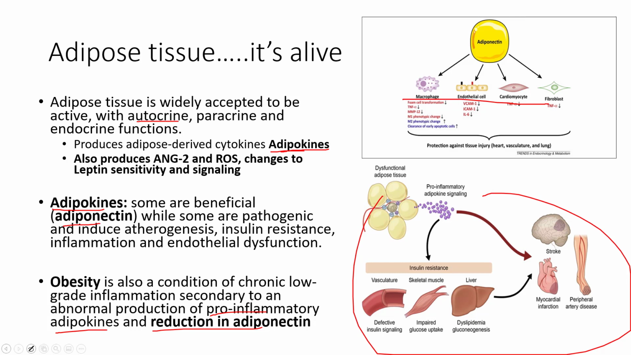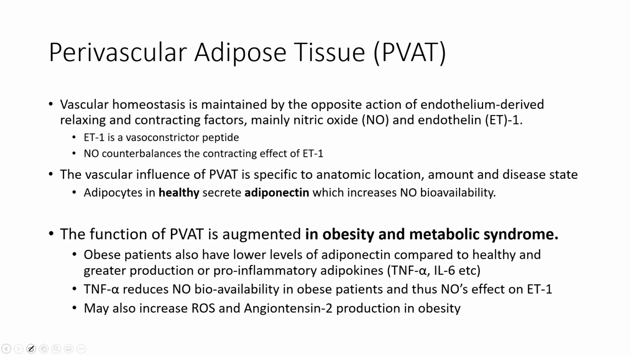Okay? So now specifically perivascular adipose tissue. It's important to remember, going back to basic physiology, vascular homeostasis is generally maintained by the balance of the opposing actions of endothelium-derived relaxing factors and contracting factors. Two of the biggest ones are nitric oxide, which is a relaxing factor, and endothelin 1, which is a contracting or constricting factor, right? So ET1 is a vasoconstrictor, nitric oxide is a vasodilator and counters the effect of ET1. Now, under normal conditions, these are balanced out, right? And actually things tend to favor nitric oxide.